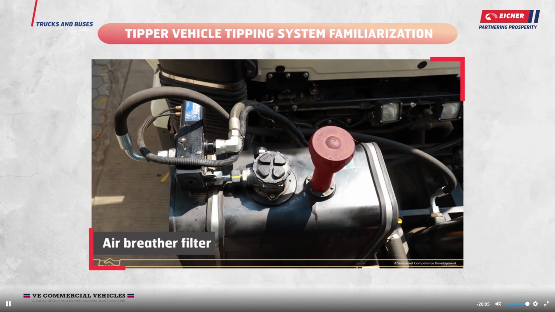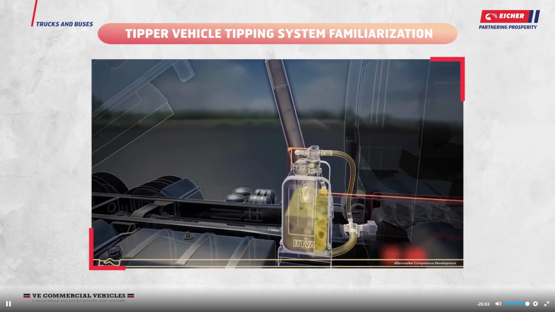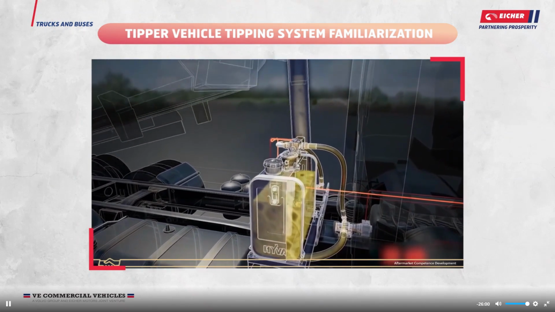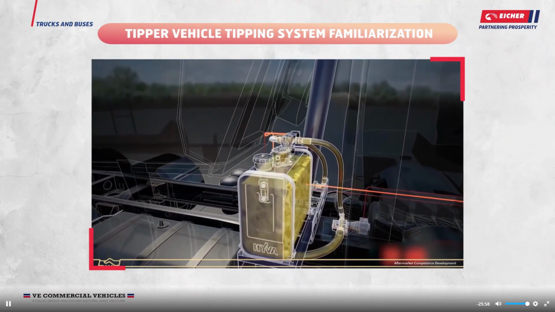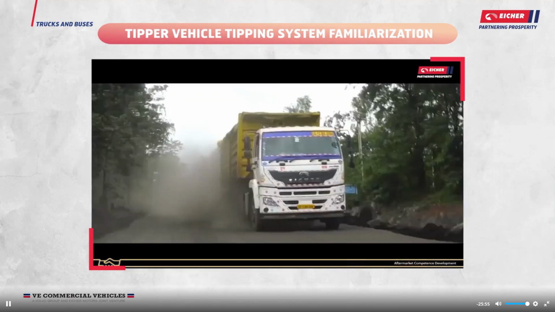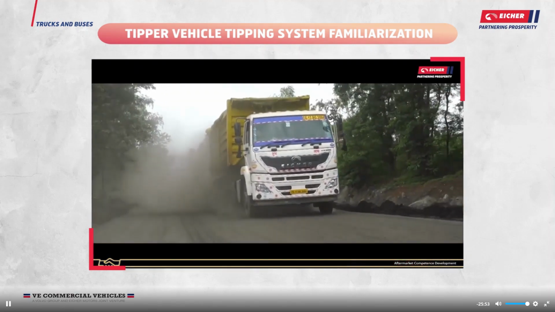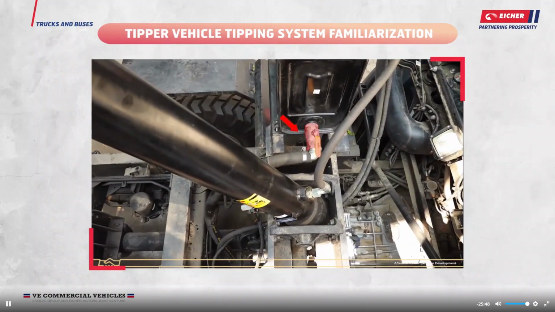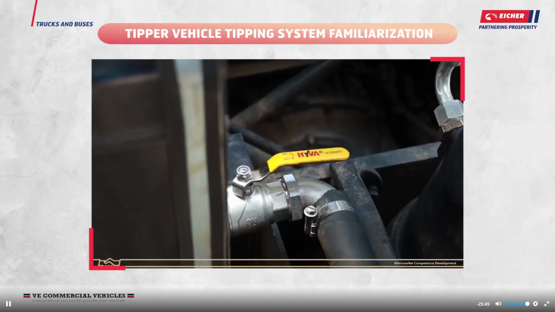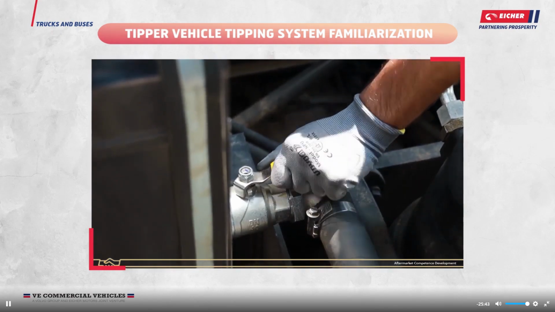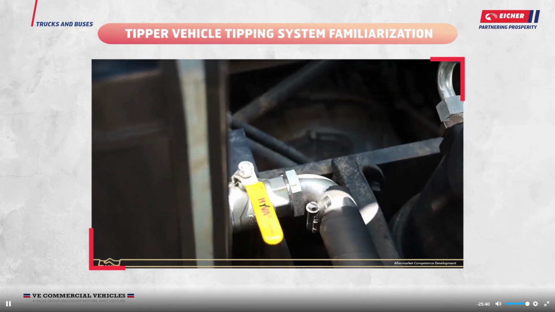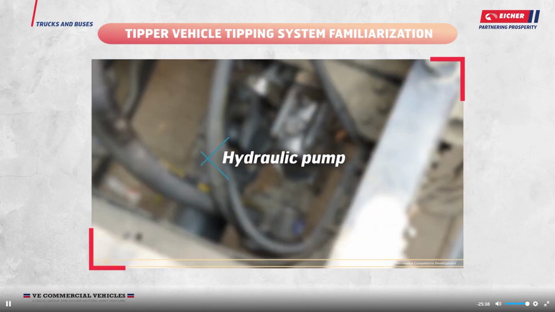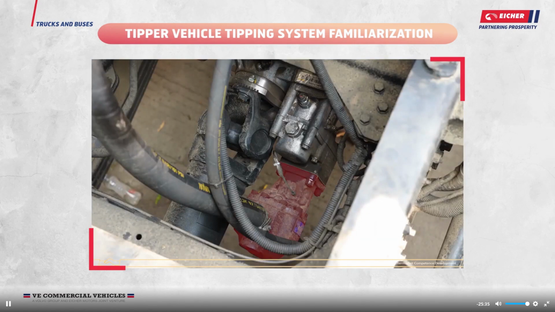Second is the air breather filter. This filter is responsible for decontamination of air, which is flowing into the oil tank while operating tipping cylinder. It prevents the dust and foreign particles in environment. Ball valve. This valve is mounted on the suction line below the tank. It is used to shut off the oil flow in case any maintenance or repair is needed on the hydraulic system.